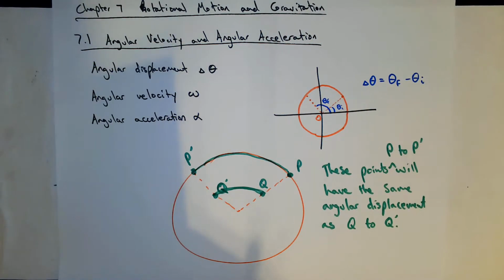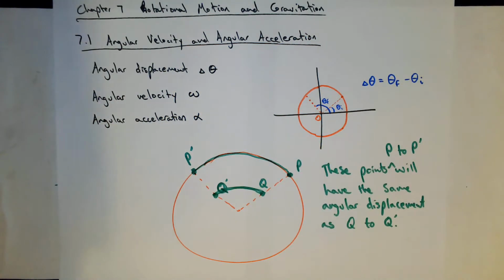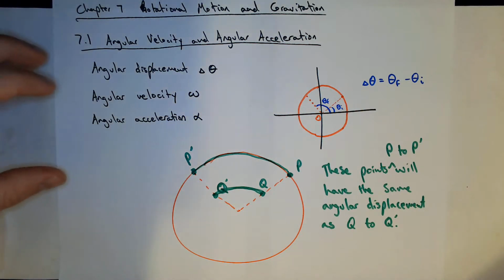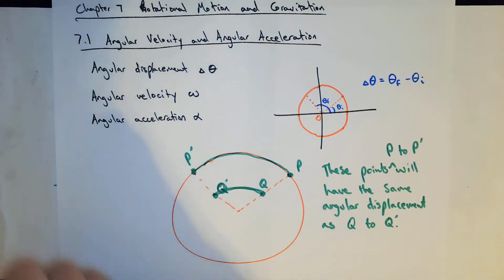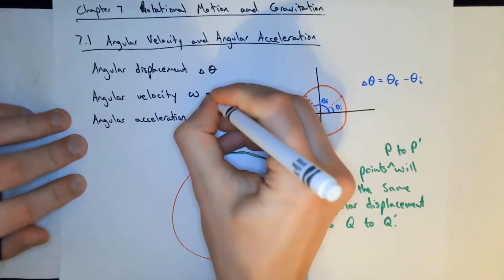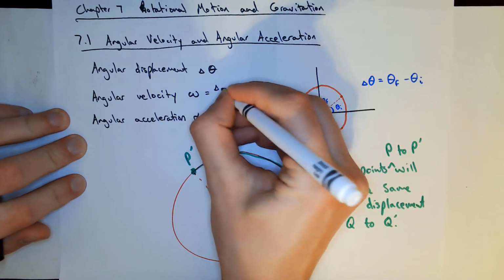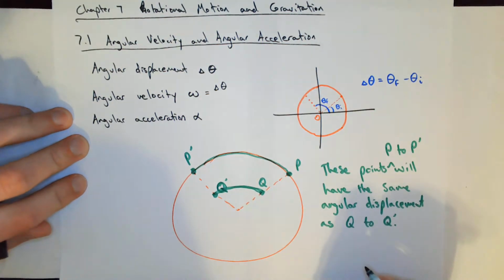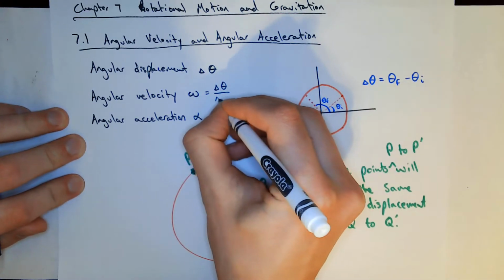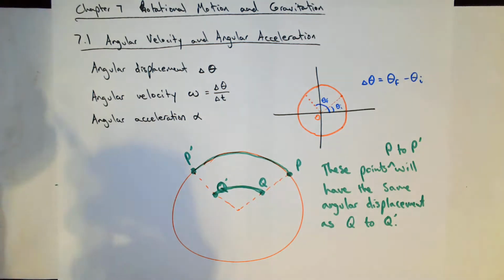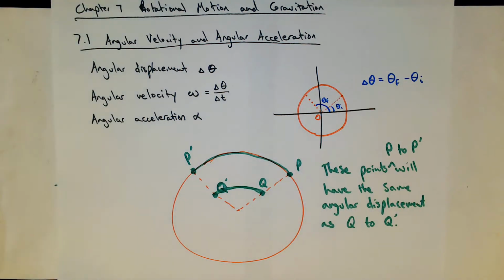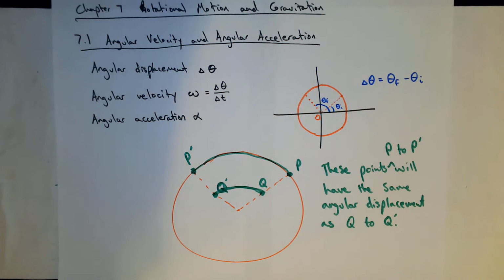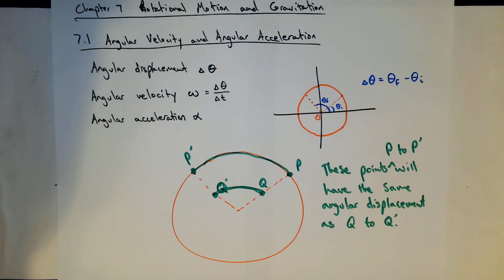Well, we're going to define, I guess I can write it here, angular velocity as the change in angular displacement over the change in time. It's just like regular velocity, right? V is equal to delta x over delta t, right? Well, it's not exactly the same, right? But it's at least analogous.